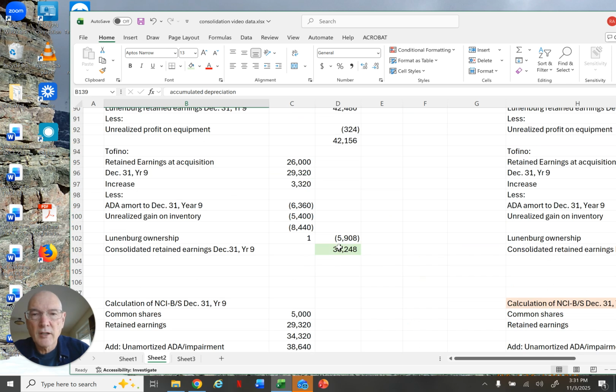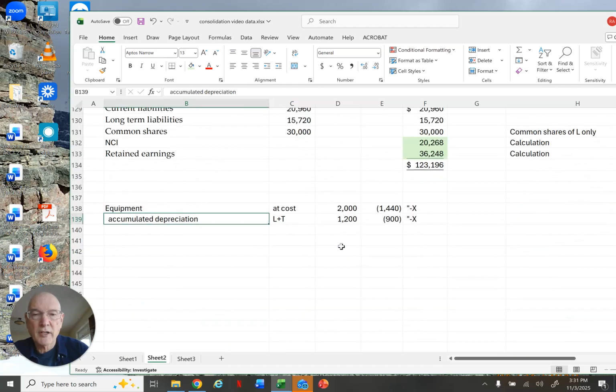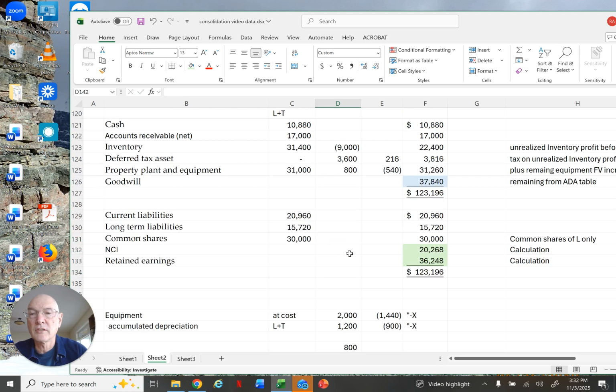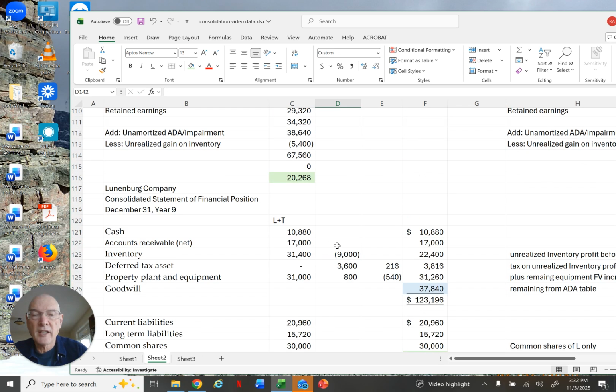Anyway, what did I get here? Better keep it straight here. $1,200 was the total from your ADA table. So if we take plus 2,000 for equipment minus 1,200 accumulated depreciation, the difference is obviously $800. And here, if we're showing property, plant, and equipment net, there's our plus 800.